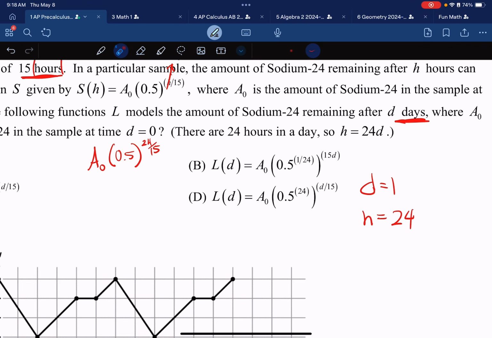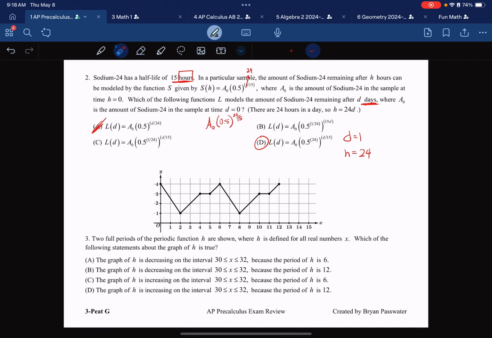However, for D, which is the correct answer, if I plug in 1 for D, I get 24 on the top and 15 on the bottom, which is what I wanted to begin with. All right, and moving on to number 3.